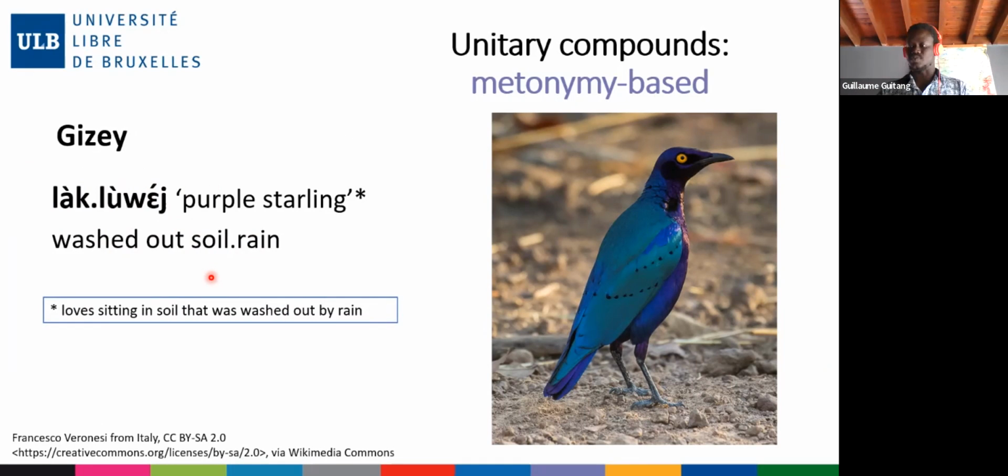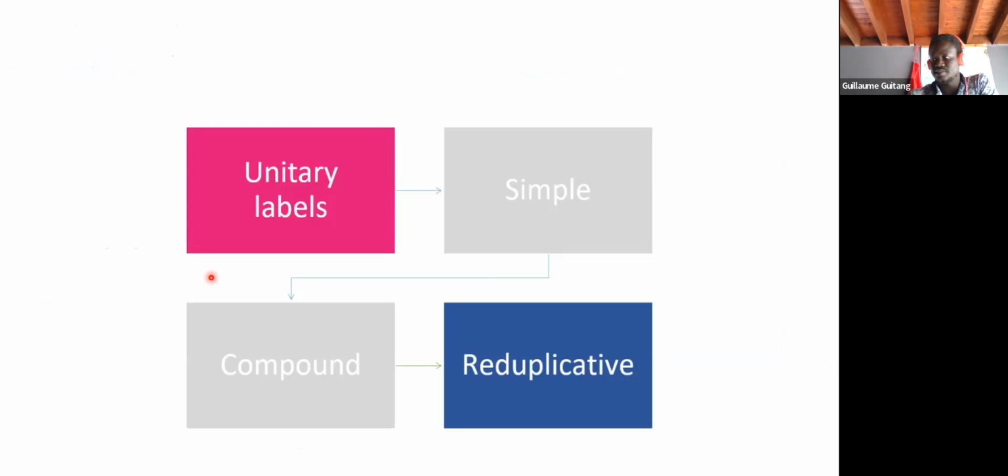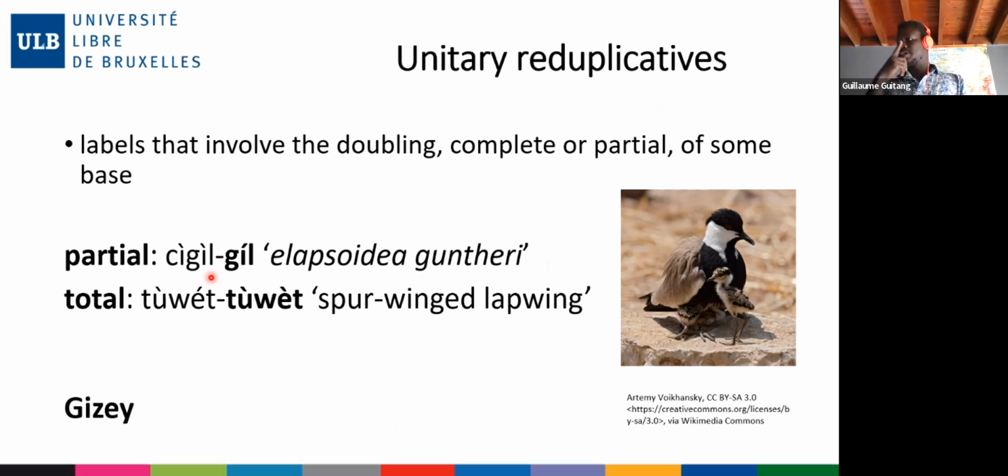Okay, I think we can go to the end of the talk. Now, let me just quickly discuss the reduplicative ones. So I'm going to go quick on it. So basically these are labels that involve the doubling, either complete or partial, reduplication of some base. You have an example here with a partial reduplication, chigil-gil for this snake. And then you have tuet-tuet for this lap wing. So still data from design.